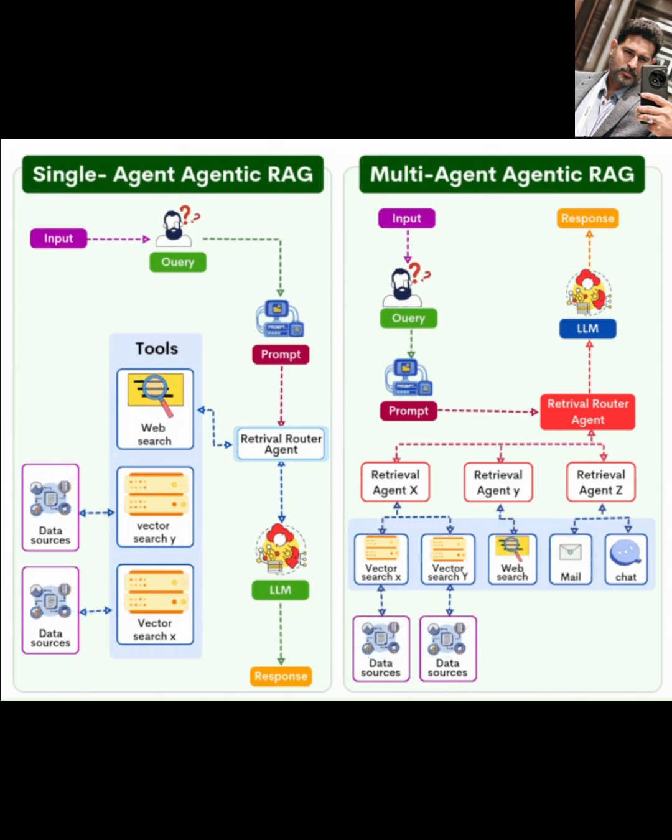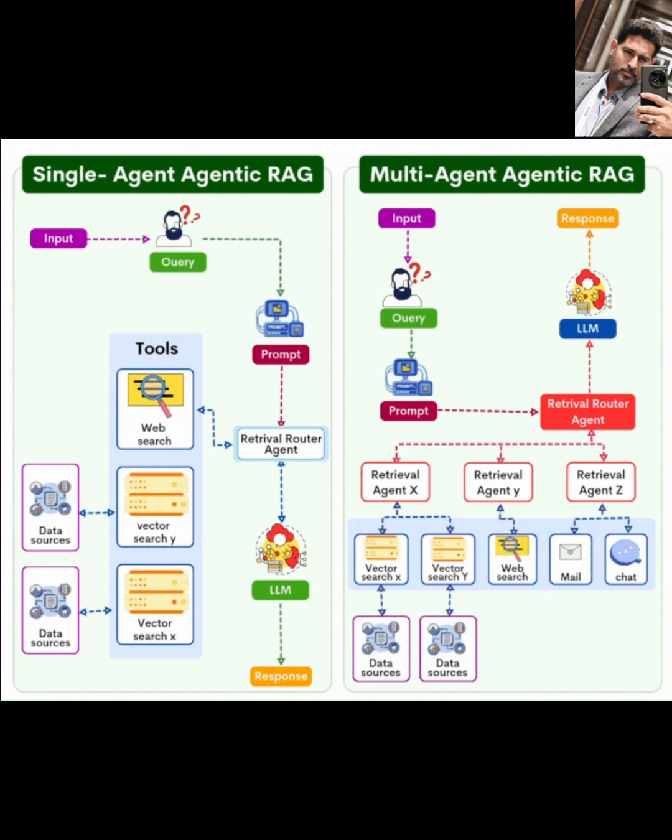Today, we're diving into Agentic RAG, Retrieval Augmented Generation, and comparing single-agent and multi-agent approaches to help you understand their architectures and applications. I'll be using precise, domain-specific terminology to break this down, so you can apply these concepts to your own AI projects. Let's get started. First, let's look at the single-agent Agentic RAG workflow.